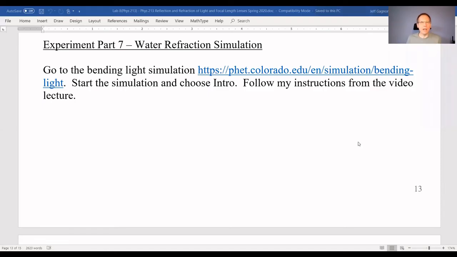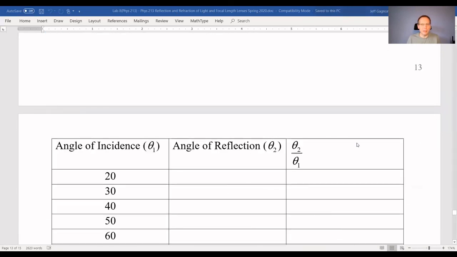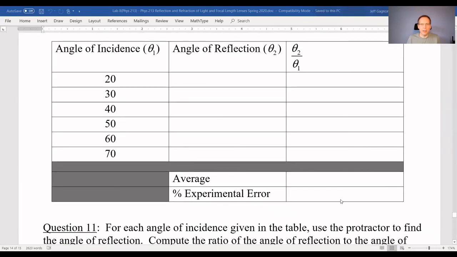Okay, so once you have all of that data, then you can fill in this table. So these were the given angle of incidence values, so 20, 30, 40, 50, 60, 70. The second column is going to be the angle of reflection, and these will probably be very similar, right? And the third column here, what I want you to do is compute the ratio of the angle of reflection, so theta 2, to the angle of incidence. So you want to divide these two, right? Find those ratios.